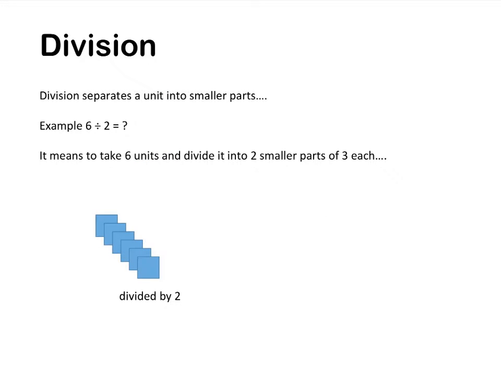Let's now talk about division. Division, in a way, is the opposite of multiplication. We are taking larger numbers and breaking them down into smaller parts. A simple example is 6 divided by 2 equals 3. Here we have 2 parts of 3.